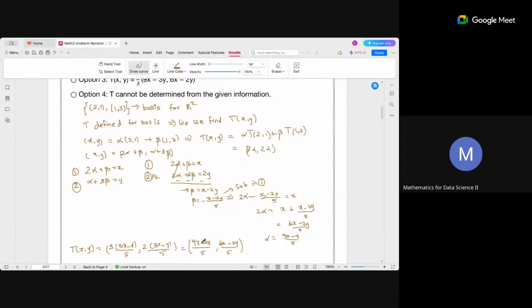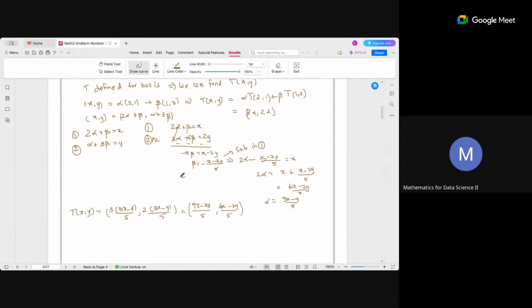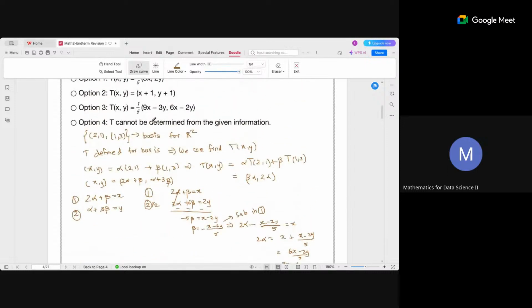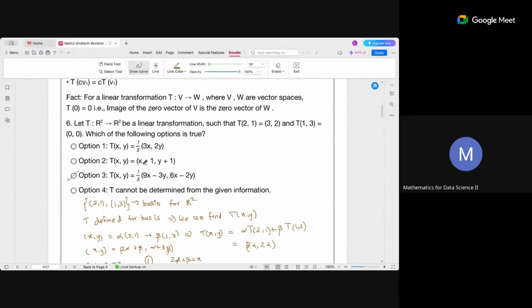Right? So let's compare. T of x comma y is (9x minus 3y, 6x minus 2y) by 5. So this is the expression, right? So obviously you can see that this is not a linear transformation. What is the general format for T from R2 to R2? ax plus by. So what is the general format?